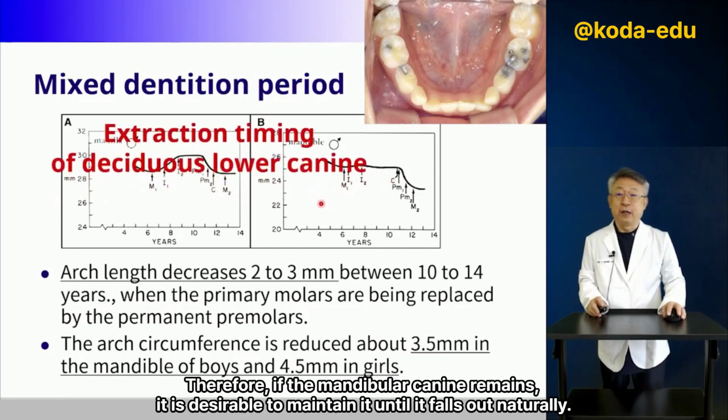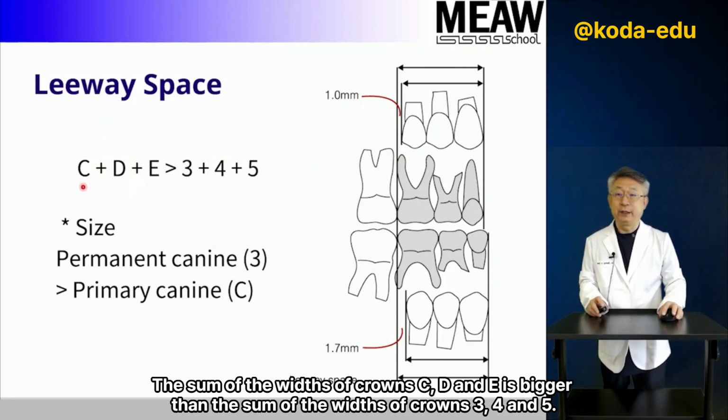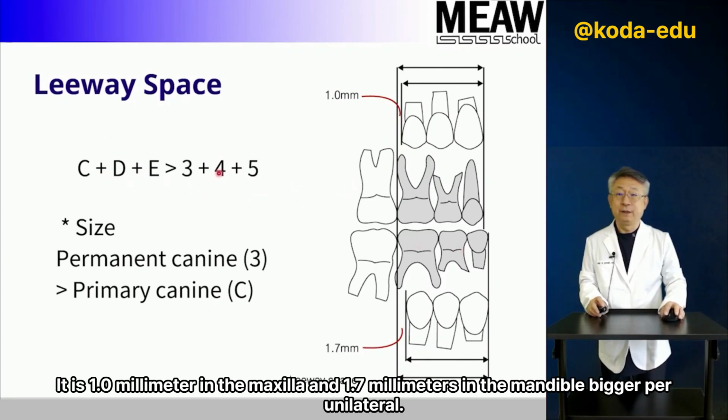Therefore, if the mandibular canine remains, it is desirable to maintain it until it falls out naturally. Now let's take a look at the leeway space. The sum of the widths of crowns C, D and E is bigger than the sum of the widths of crowns 3, 4 and 5. It is 1.0 mm in the maxilla and 1.7 mm in the mandible, bigger per unilateral.